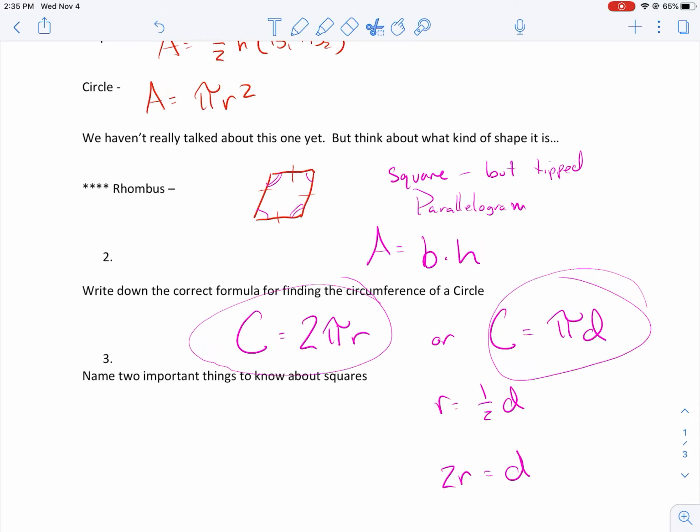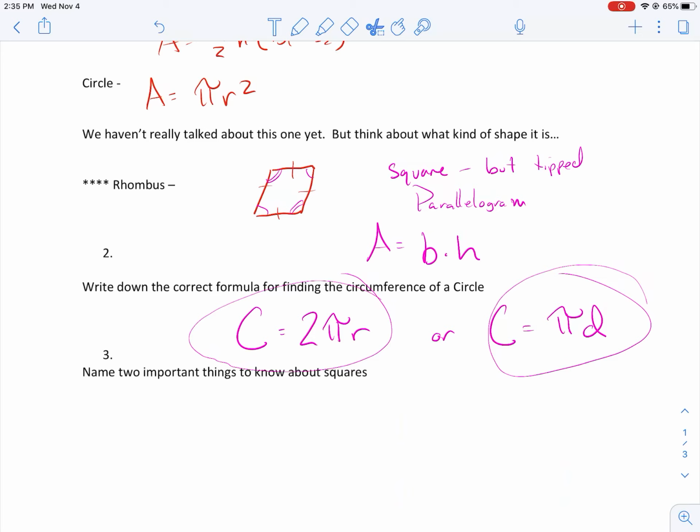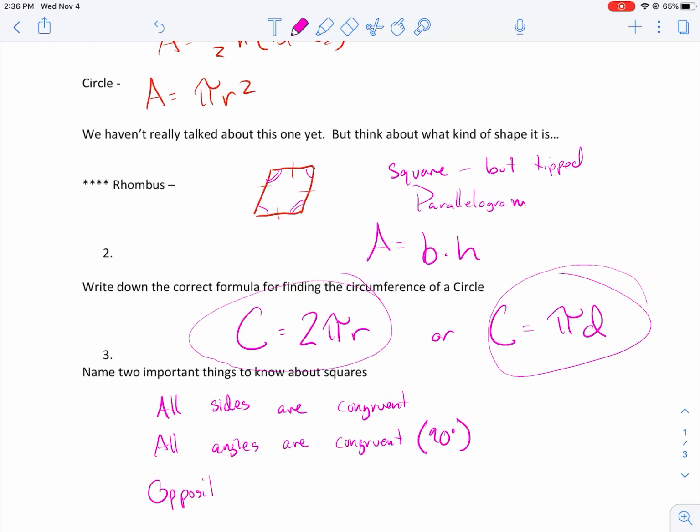Okay, name 2 important things about squares. Well, first thing we want to say, all sides are congruent. All angles are congruent. More importantly, they're 90 degrees. And opposite sides are parallel.